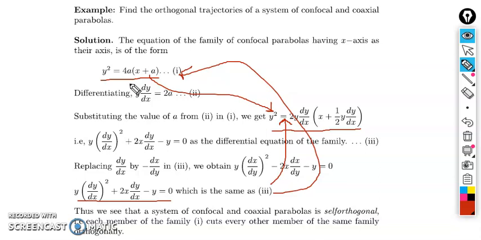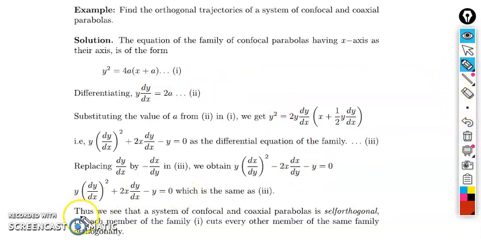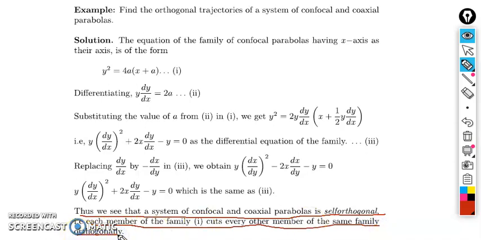For that reason, we write that the system of confocal coaxial parabolas is self-orthogonal. That means the given family of curves and its orthogonal trajectory are the same. That is, each member of the family cuts every other member of the family orthogonally. One member cuts the other member orthogonally. It is also a very important example for your examination.